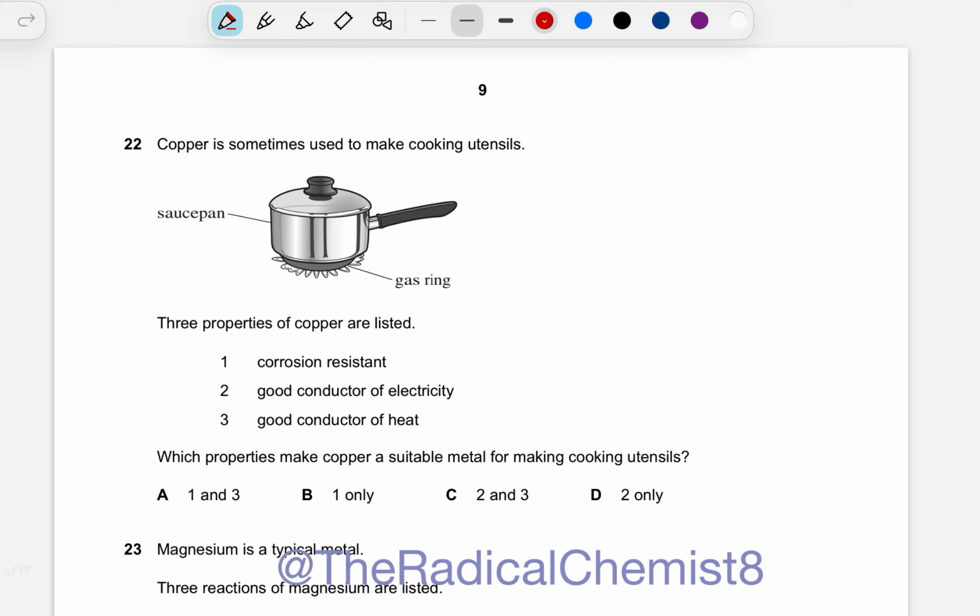Copper is sometimes used to make cooking utensils. These properties of copper are listed. Which properties make copper a suitable metal for cooking utensils? So this time you need to think about cooking. So corrosion resistant, yep, that would be something useful when you're cooking. And good conductor of electricity, well, although it is a good conductor of electricity, this is not really useful for cooking. And good conductor of heat, yep, this would be useful for cooking. So your answer is 1 and 3, so A.